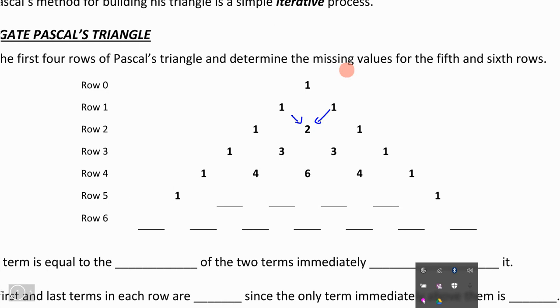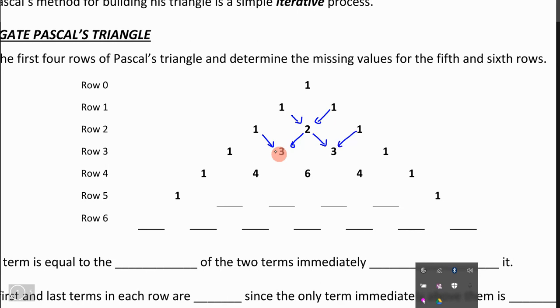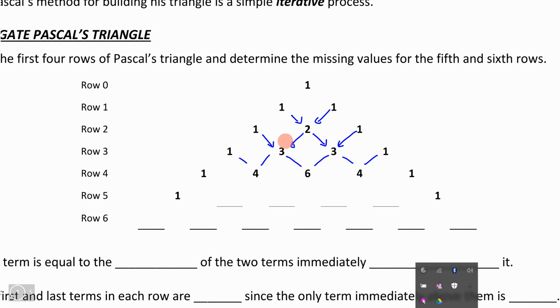Same idea when I go down to the number 3. I can get the number 3 by adding the 1 from up to the left and the 2 diagonally to the right. So 1 plus 2 gives me 3. Same thing over here. The 2 plus the 1 over here gives me that 3. And then the 4 can be obtained by adding the 1 diagonally from the left and the 3 diagonally above from the right. Again, 6 is 3 plus 3. 4 is 3 plus 1. And so on and so on. You can come up with the rest of the triangle in this fashion.